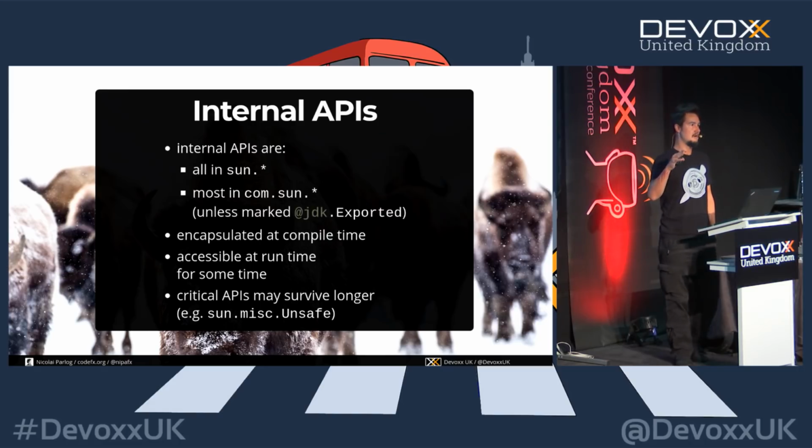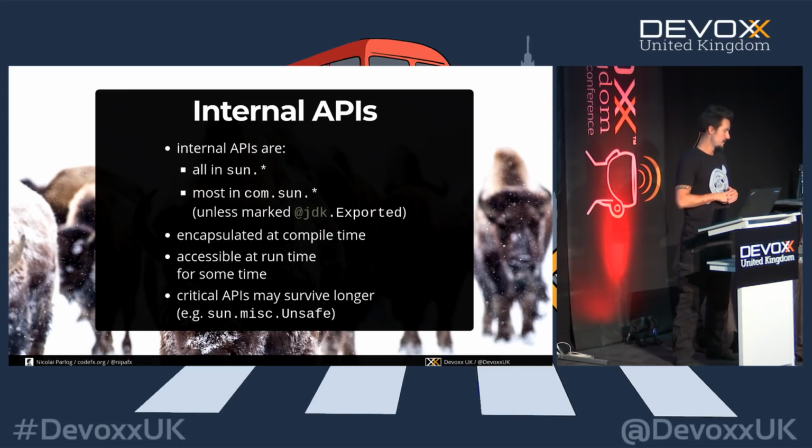Everything in sun.* and most of the things in com.sun.*, unless they're marked, are internal APIs. And as I just told you about the module system, it encapsulates those internal APIs. It does not export them. So when you compile against them, you get a compile error. For now, at runtime, that would still work. So if you have code that was compiled on Java 8 and you run it on Java 9, it can still use internal APIs. But generally speaking, all the things in sun.* are unavailable, and you should move away from them as quickly as possible. And that includes some of the APIs like sun.misc.Unsafe that might exist a little while longer.